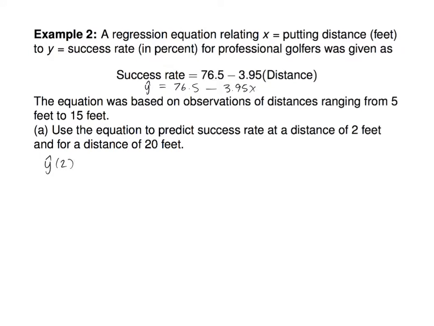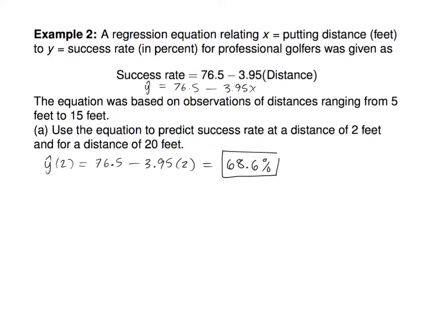So if I plug in 2, I've got 76.5 minus 3.95 times 2. Anybody get that? I got 68.6. So according to this equation, if they are 2 feet away, they make about 69% of their putts. 2 feet is kind of close, isn't it? That seems like a low success rate for professional golfers if they're this close to the hole. That seems like it's kind of wrong.